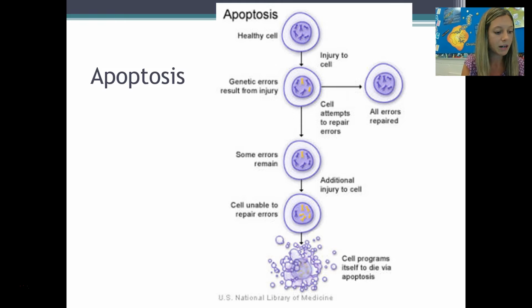So here's the pathway that I want you to draw for number 21. So here's a healthy cell, something goes wrong, and the cell has two options. It can either repair those errors, or those errors can remain, the cell is unable to repair those errors, and then the cell goes through apoptosis. That's the sort of pathway that can follow if there's a mistake that's made during the cell cycle.